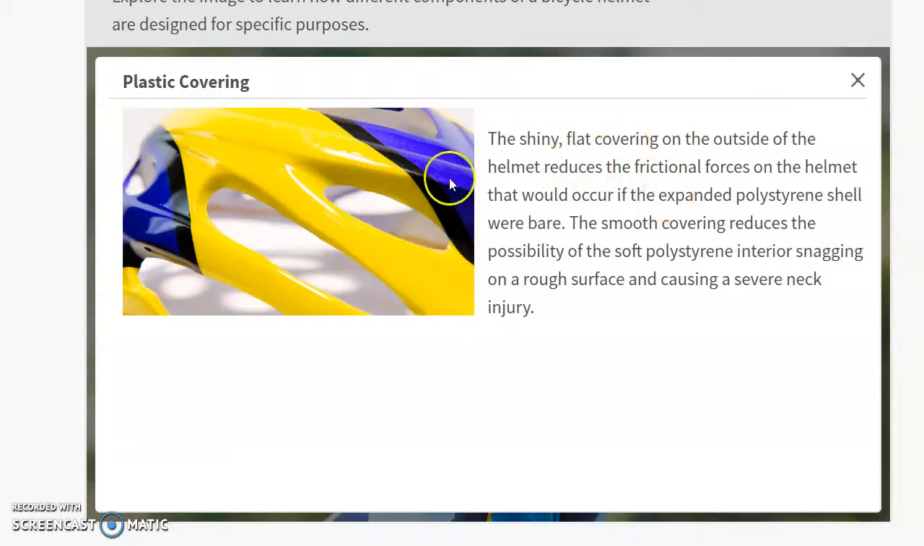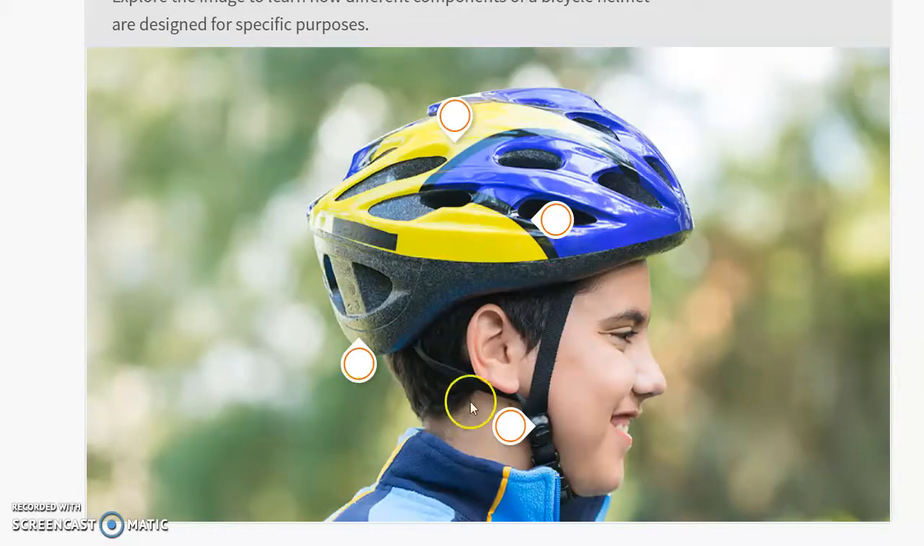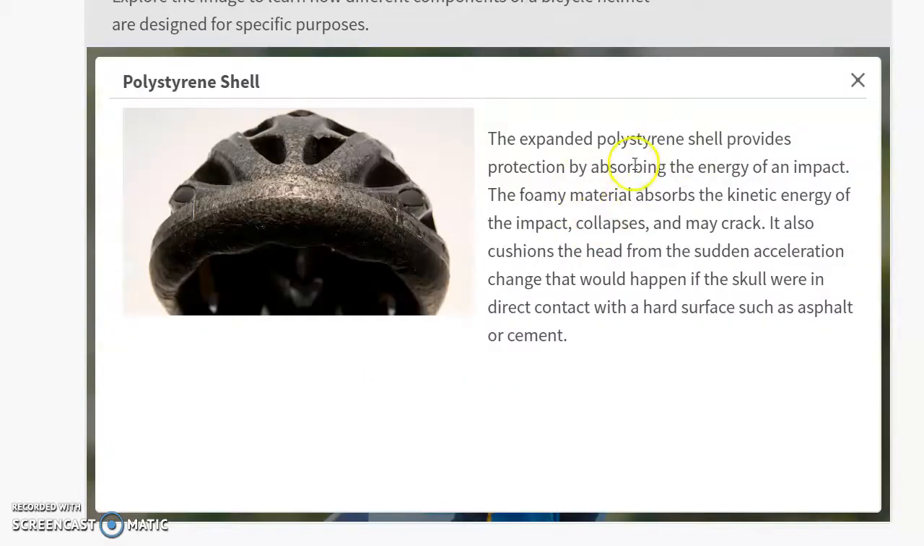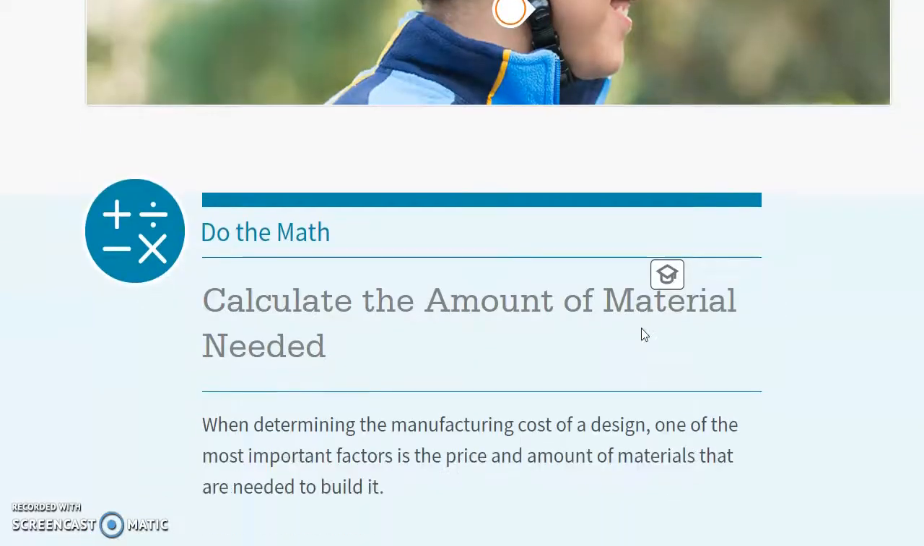They make it shiny and flat for a reason, because they don't want the friction, and they want it to still be lightweight so that it's not going to cause a neck injury. And then they have padding, so it protects your brain, and the shell is also absorbing impact. So you can see that it has that shiny outside, but inside it has all the padding, so that if you come into contact with asphalt or cement, it's rubbing against the shell and not your head. And you have to make sure that it fits so that it can protect your head and doesn't just fly off and then not help your head, right?